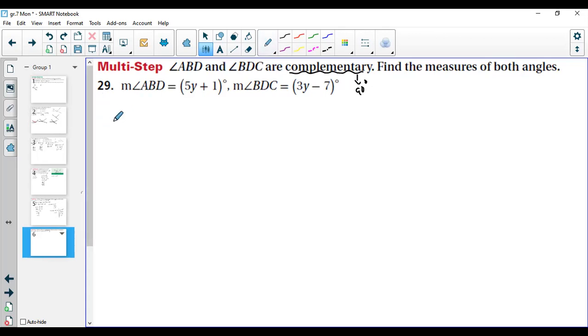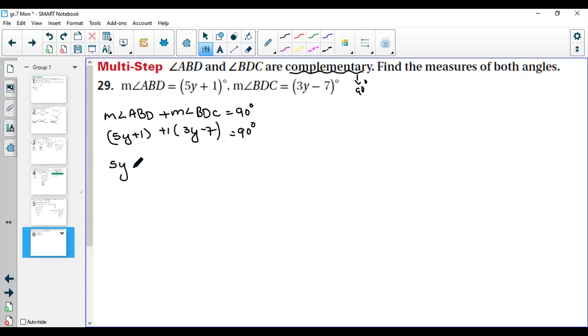So for finding out the value of y, I need to write a statement first to show why I am doing this. So measure of angle ABD plus angle BDC is going to be equal to 90 degrees. So ABD is 5y plus 1 and BDC is 3y minus 7, which is equal to 90 degrees. So first let me remove the parentheses. So that's going to be 5y plus 1 plus 3y minus 7 equals 90.